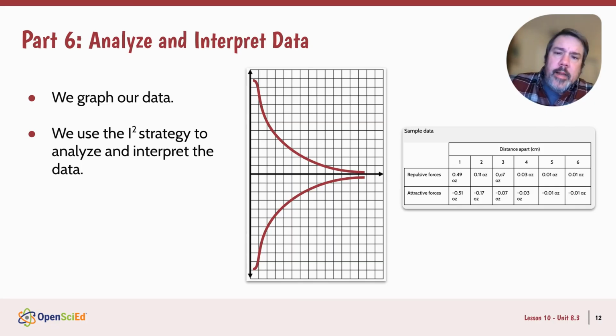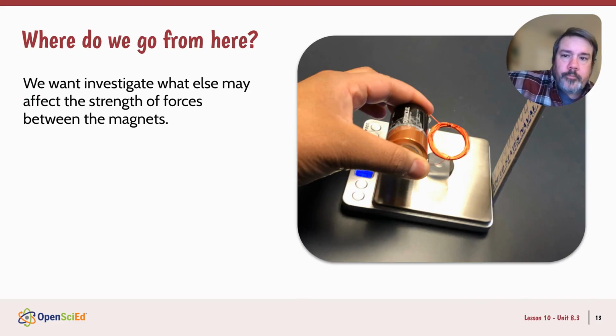So in part 6, after we've collected our data, we want to actually analyze and interpret that data. We're going to graph it. We're going to use the I-squared strategy, so we can figure that out if it's something new to us, to allow us to analyze and interpret the data. You can see some sample data on your screen and a sample graph, minus the axes labeled.